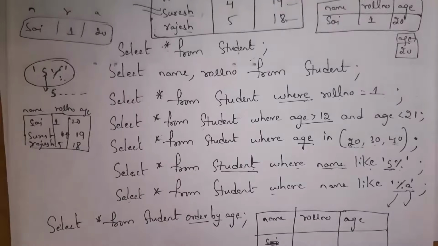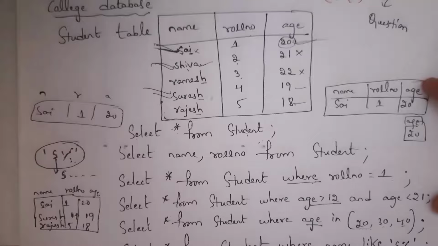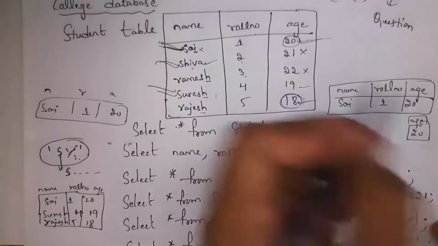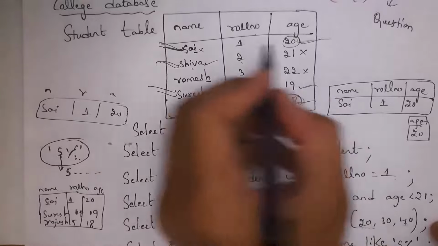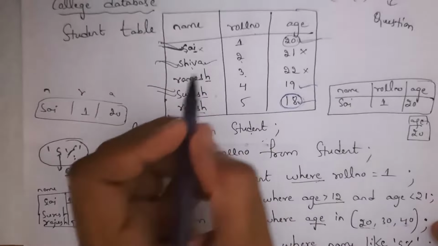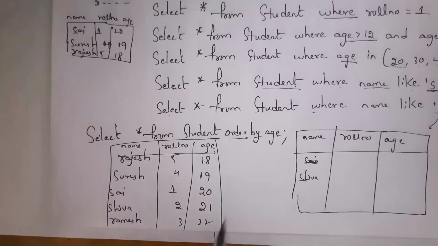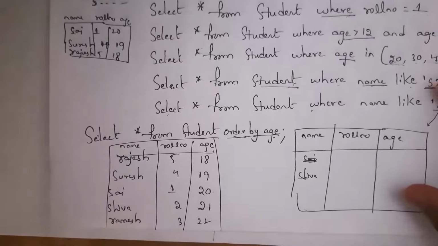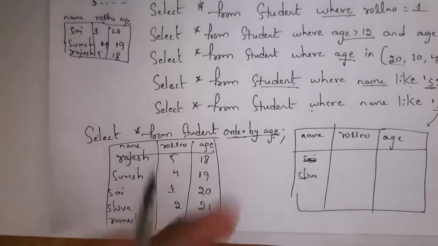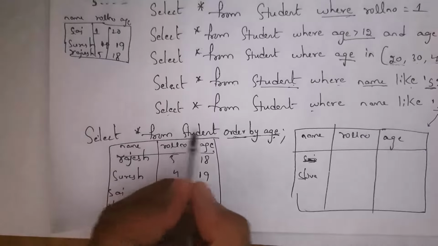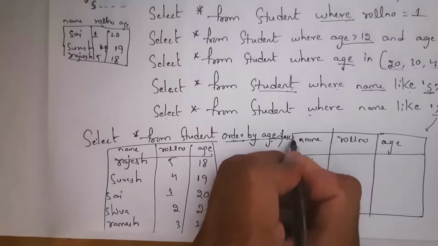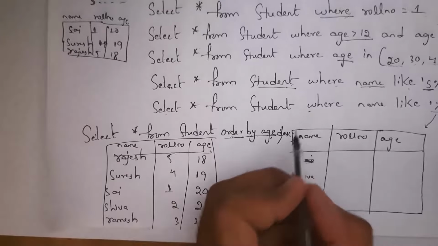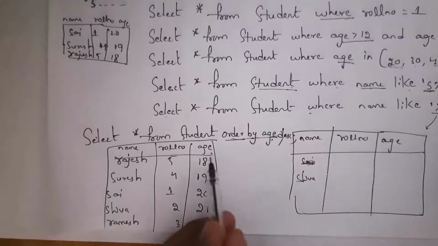This is my output. For example, I have written select star from student order by age. That means it will display the student table as output according to the order of age from small to big. If you see this age column, 18 is small. So at first it will display Rajesh 5 18 and next 19 is small, so Suresh 4 19, after that Sai 1 20, after that Shiva 2 21 and at last Ramesh 3 22. This is my output. Whenever you write select star from student order by age, it will arrange the age column in ascending order. For example, if I want to arrange this age column in descending order, that is from big to small, just write select star from student order by age DESC, that is descending order. So whenever you write select star from student order by age DESC, give a semicolon and click enter, it will display data in descending order according to age.